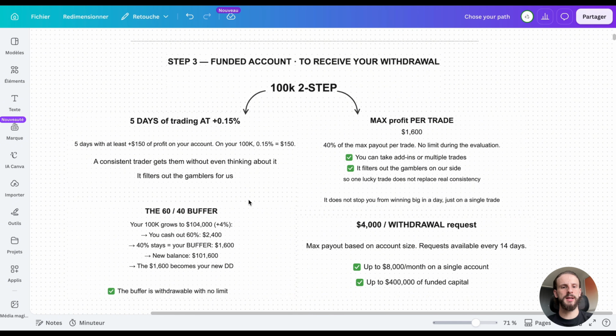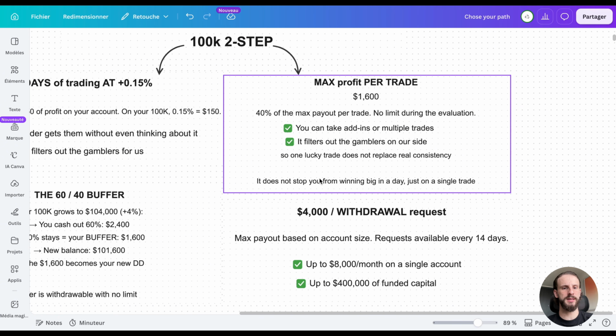Simple as that. Now, the second thing is the trade consistency rule. And this one is really important, so I want you to understand it well. The idea is simple. A single trade cannot represent more than 40% of your max payout. On this 100K account, that means a maximum of $1,600 of profit counted per trade. Why do we do this? Because we want your result to come from real consistency, not from one lucky trade that happened to go your way. This is exactly what separates a real trader from a gambler.